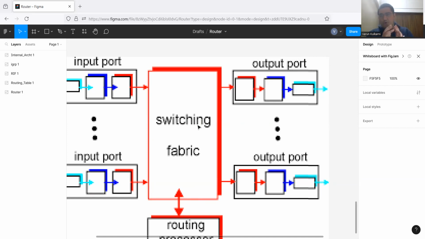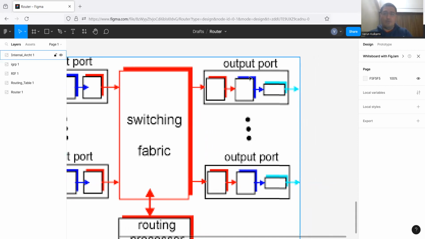From the input port, there are tokens for each output port. And when the data packet goes through the switching fabric, it will go to all the output ports. However, only those output ports which are mentioned in the token by the input port will accept the data packet.